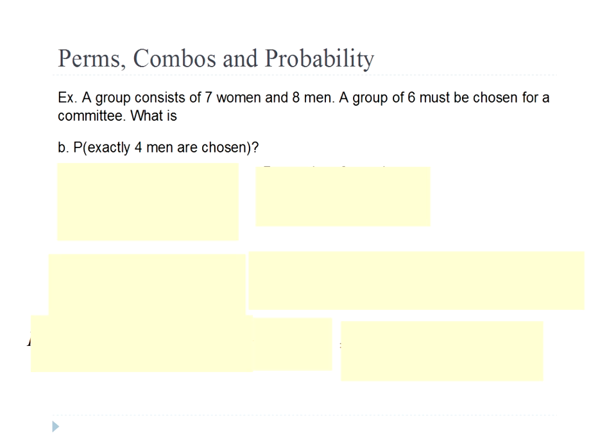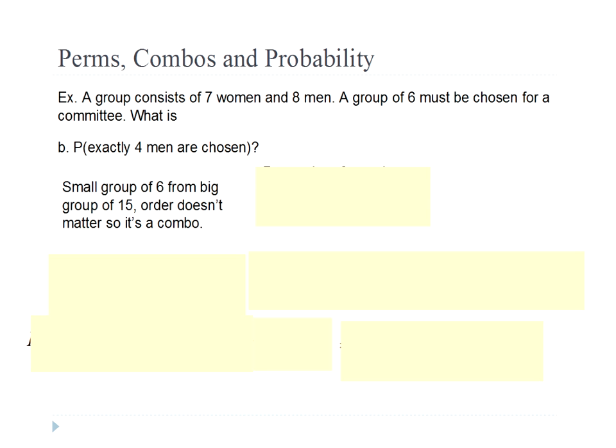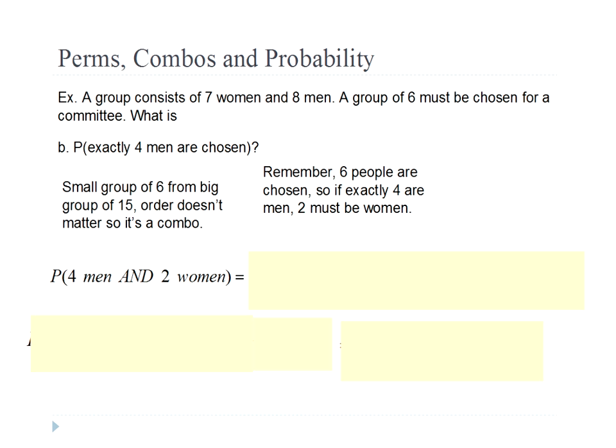So, question B, what's the probability of exactly 4 men being chosen? Well, remember, again, small group from a big group, but I've got to pick 6 people. So if I want exactly 4 men, that means I also want 2 women. So really this question becomes, what's the probability of 4 men and 2 women? And we know what this word "and" means. "And" means to multiply.